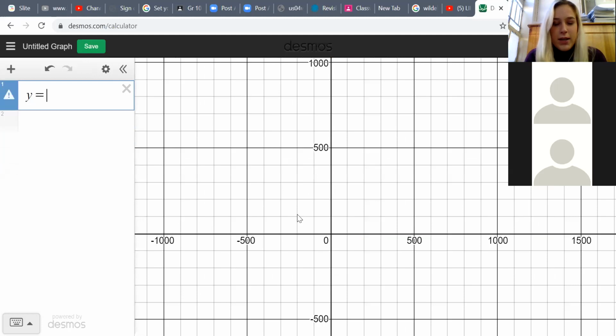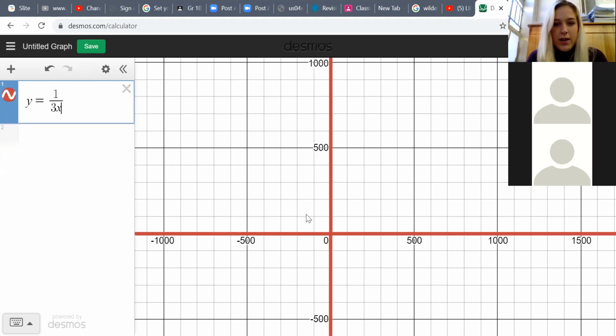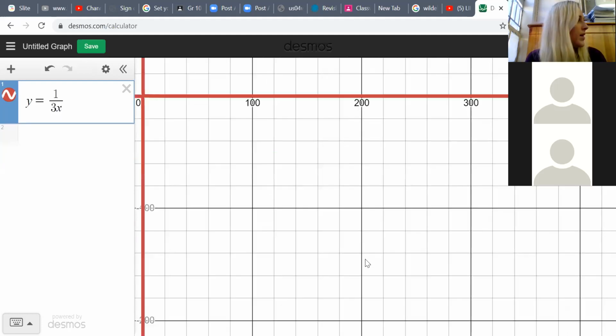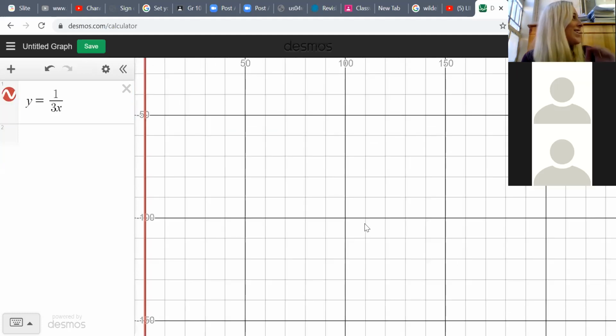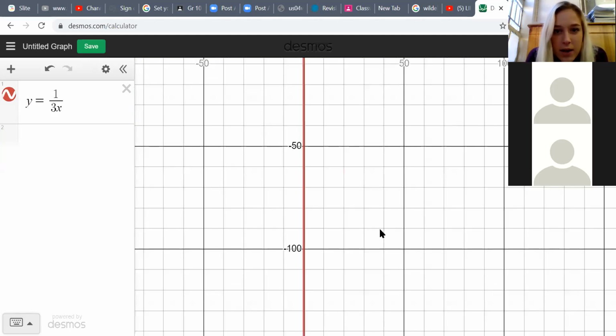Let's do y equals 1 over 3x. Come on. No, it's fine. Do you need to be in here? Are you in here now? Okay, why is this not working?